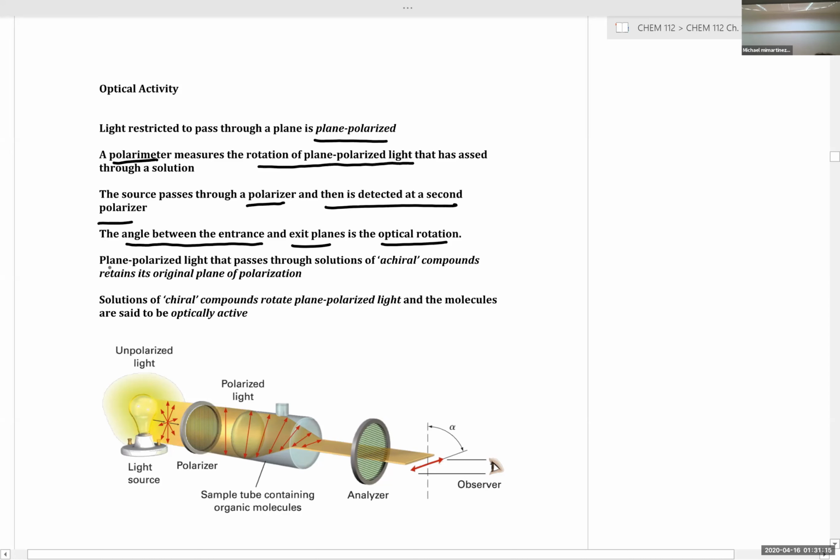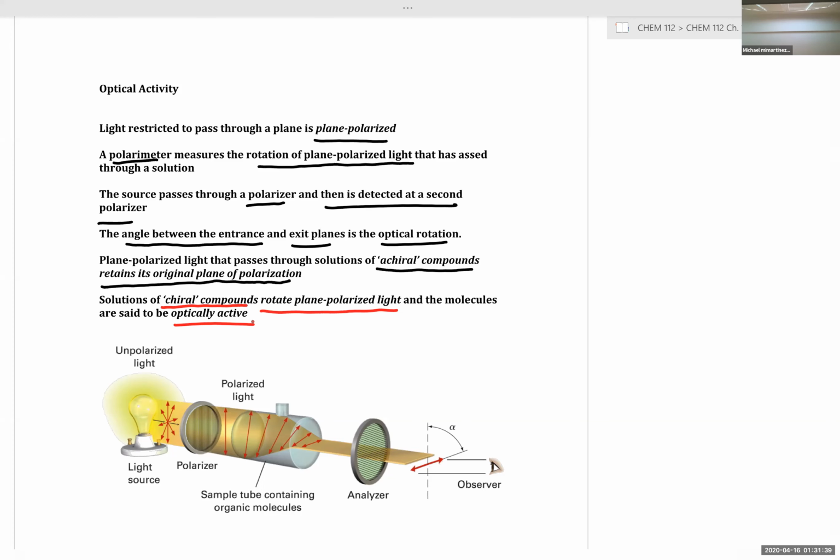Plane polarized light that passes through achiral compounds retains its original plane of polarization. Now, this is the key part I want you to take away from this: solutions of chiral compounds rotate plane polarized light, and the molecules are said to be optically active. Okay? So chiral molecules rotate plane polarized light.